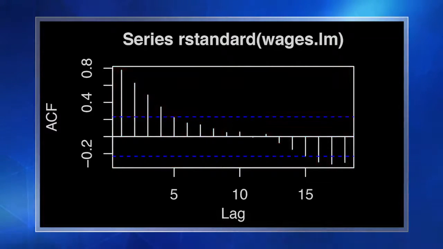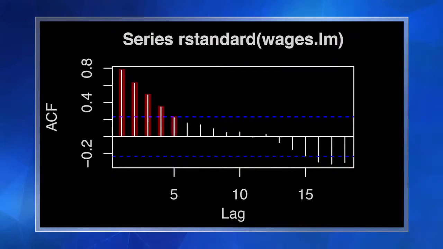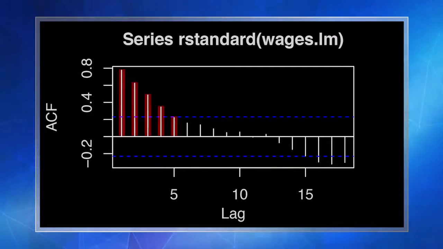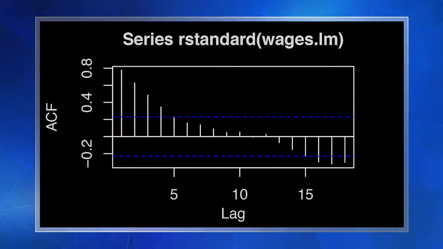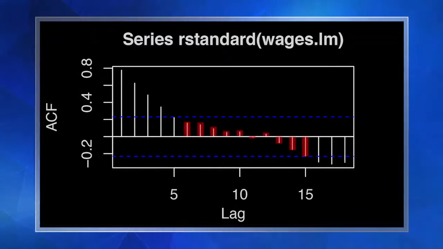All right, so notice in wages, at a lag of 1 and 2 and 3 and 4, even 5 a little bit, we've got some correlation. And you'll also notice here that some of those values, after you go out beyond 5, fall between the blue bands, so they're not significant. So we've got structure in the data that we somehow need to account for.